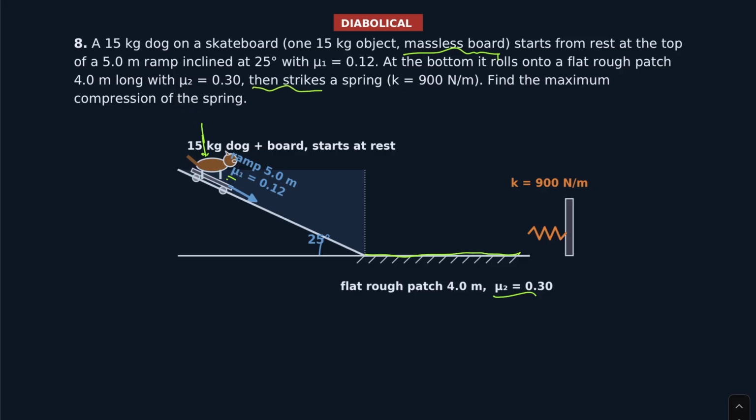Then it strikes a spring, K equal to 900 Newton per meter, and we need to find the maximum compression of the spring. Okay, so let me write out our equation here. It's work non-conservative, plus kinetic energy initial, plus potential energy initial, plus energy spring initial, is equal to kinetic energy final, plus potential energy final, plus energy spring final.